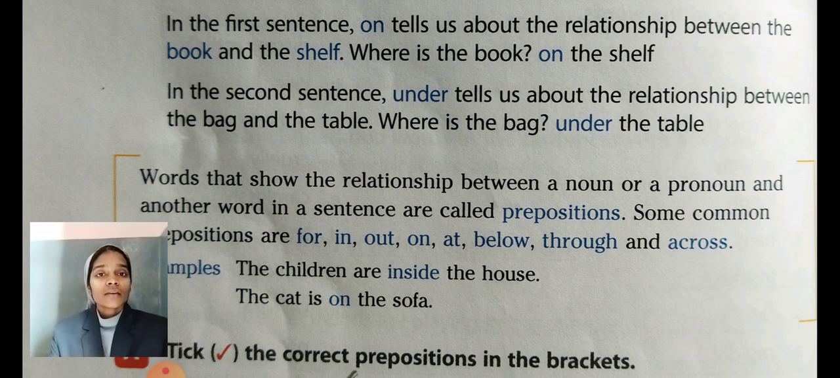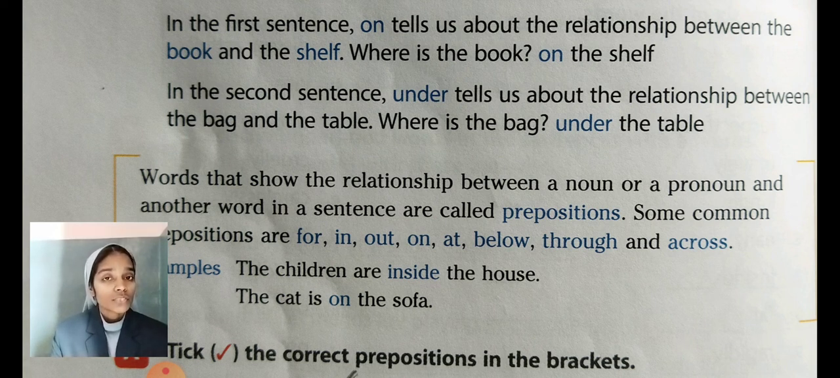So, dear students, words that show the relationship between a noun or pronoun and other words in a sentence are called prepositions. Some common prepositions are for, in, out, on, at, below, through, and across. Students, many prepositions are there. Only some prepositions are given here.